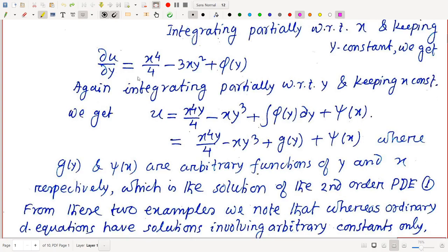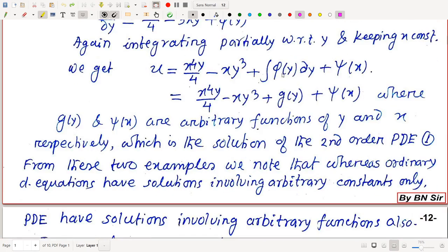Now this is del u by del y. So now again we integrate partially with respect to y, keeping x constant. So del u by del y will give us u, and x to the power 4 by 4 will be constant, and integration of del y will be only y, and 3x will be constant. Y square integration will be y cube by 3, but this cancels, so it is x y cube plus integration phi y del y plus psi x. So this integration of phi y del y let us write as g y, and psi x is an arbitrary function of x instead of an arbitrary constant. So this is the solution.